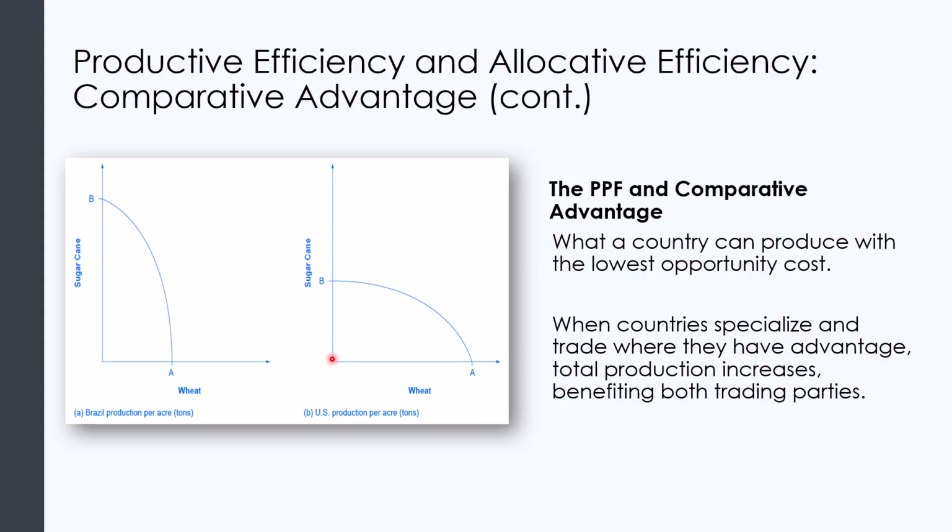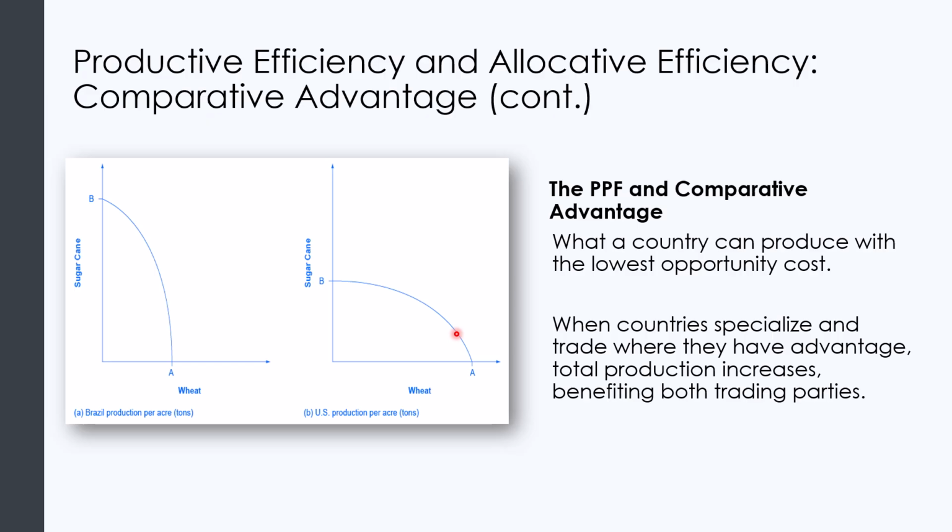The US, we're the opposite, right? Our conditions are way more conducive to producing wheat. I can get big gains as I move on the curve in wheat production by giving up very little sugar. It's not a great product for me. So we're way more productively efficient at wheat.